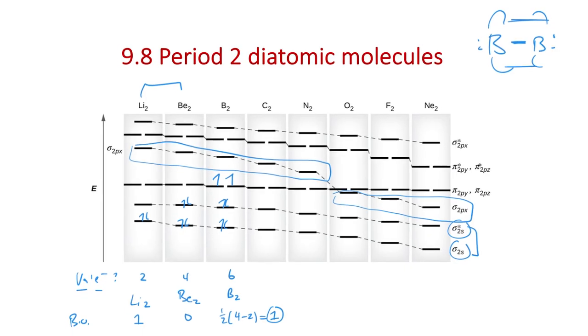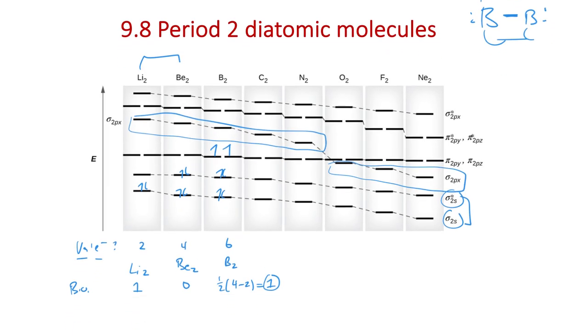And then if we were to look at, is it paramagnetic or diamagnetic? Basically, does it have unpaired electrons, paramagnetic, or does it have 0 unpaired electrons and is diamagnetic? It would be diamagnetic for lithium-2. I'm going to put this in parentheses that beryllium-2 doesn't really exist, but if it did, it would be diamagnetic. Then B2 would be paramagnetic, meaning it has unpaired electrons.